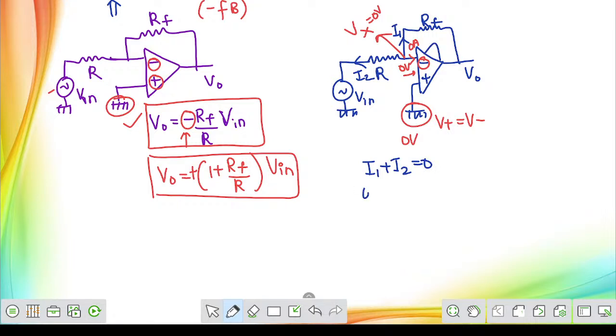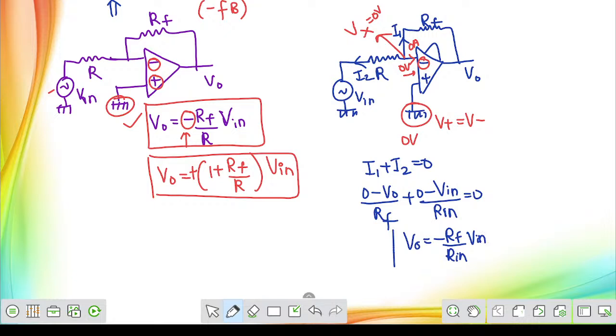Now write down the expression for current I1: 0 minus V0 by feedback resistance RF. Nodal analysis: 0 minus input voltage Vn by input resistance Rn equal to 0. Now solve this equation. What you'll be getting? V0 equal to minus RF by input resistance Rn into Vn. So what you have to understand here is the relation between input and output. That is how we are bringing the relation.